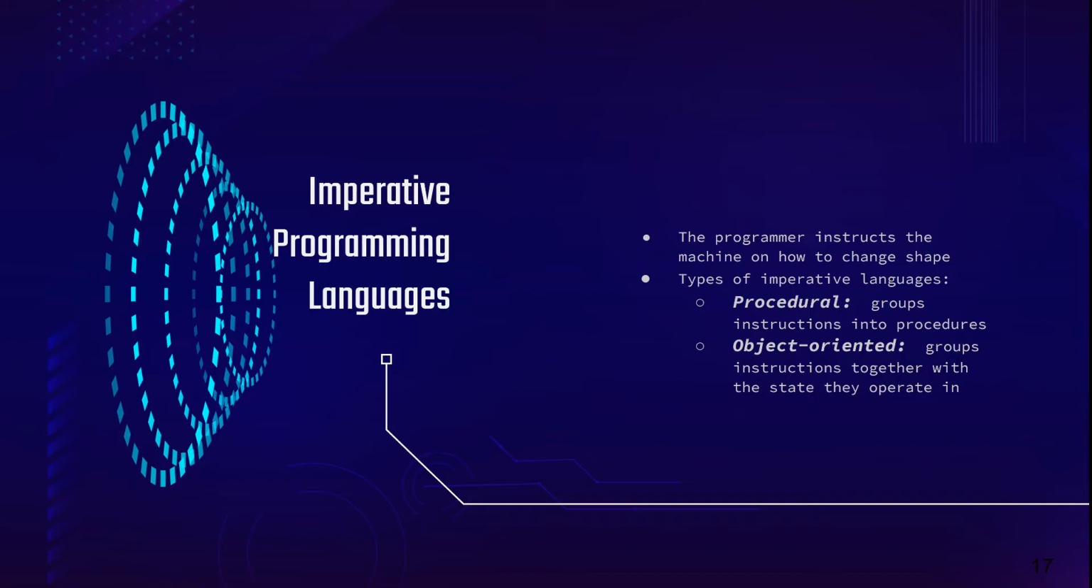Anyway, so imperative programming languages. This is where the programmer instructs the machine on how to change shape. And then there's two different types, right? So there's procedural, which groups instructions into procedures, and object-oriented, which groups the instructions together based on the state in which they operate. We're not going to worry about procedural. We're going to be worried about object-oriented. For example, C is procedural, not object-oriented, but C++ is object-oriented. Most of the stuff that I'd be talking about on this channel is probably going to be object-oriented.